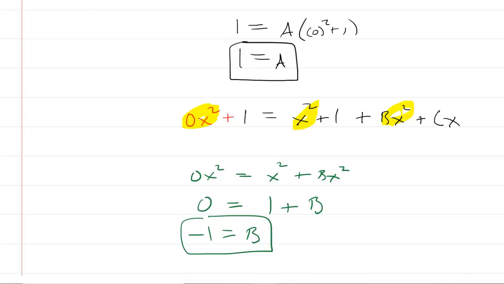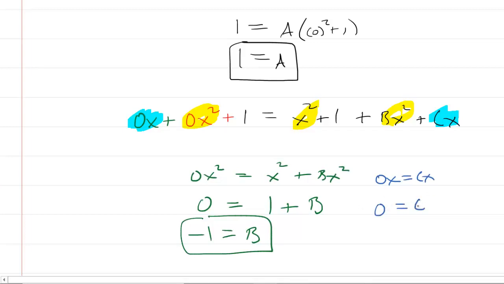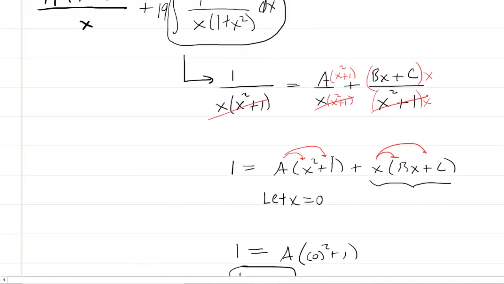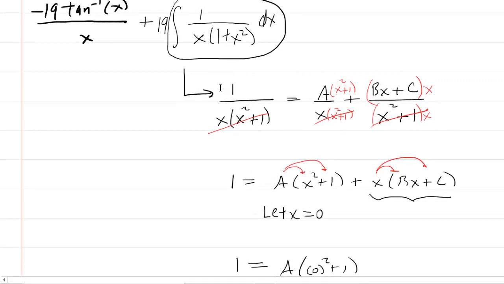And then if we look carefully, we need to figure out the value of c. Now this is interesting because on the left-hand side, there's also 0x terms. So we'll do the same kind of thing. We'll take the x term on the left and set that equal to the x term on the right. This one's super easy because then you have 0x equals cx. Divide both sides by x, and you can find out that c is equal to 0. So we have the value of those three constants. Let's go back and see how that will benefit us.